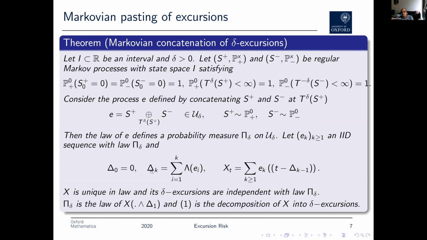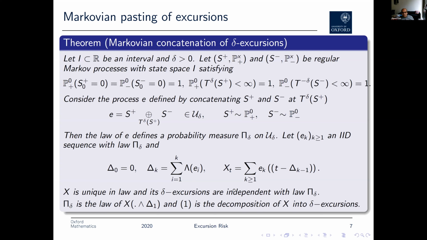So I call delta K the lifetime of the kth delta excursion. And so I paste them together with the usual pasting formula. I just add them up: on the interval which is the lifetime of E_K, the process X is equal to E_K, and then you move to the next, E_K+1, and so on. So this is the concatenation of these delta excursions.